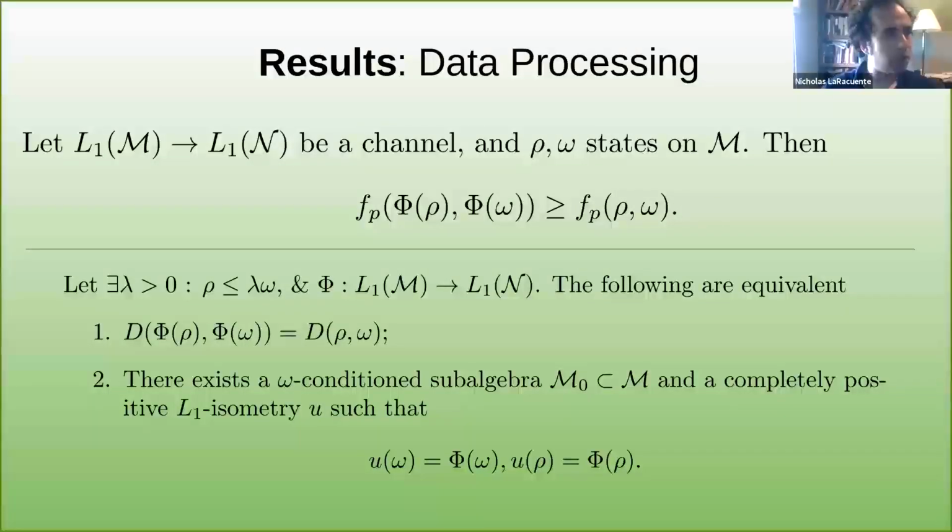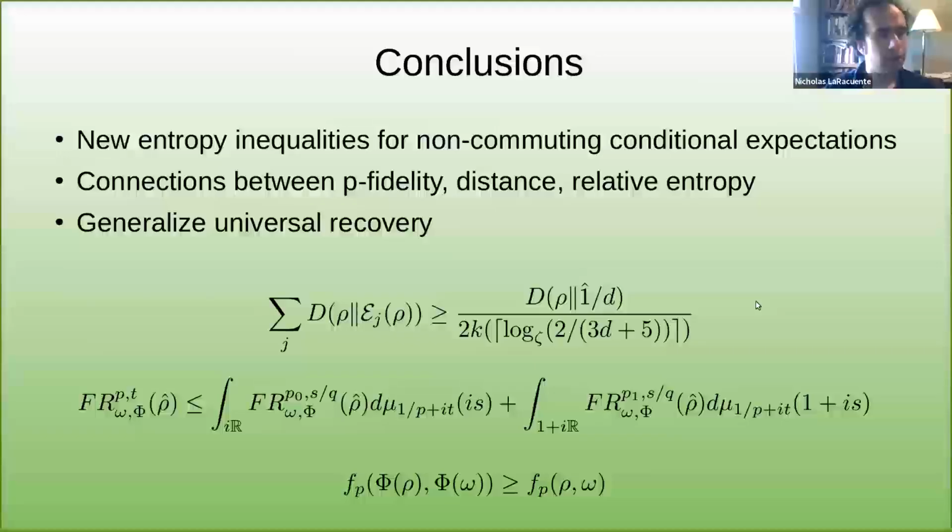So in conclusion, we have found new inequalities for non-commuting conditional expectations. We've shown that there are many connections between the p-fidelity, distance, and relative entropy, and we've used these to generalize the universal recovery result. So I'm actually pretty much at the end of my time.